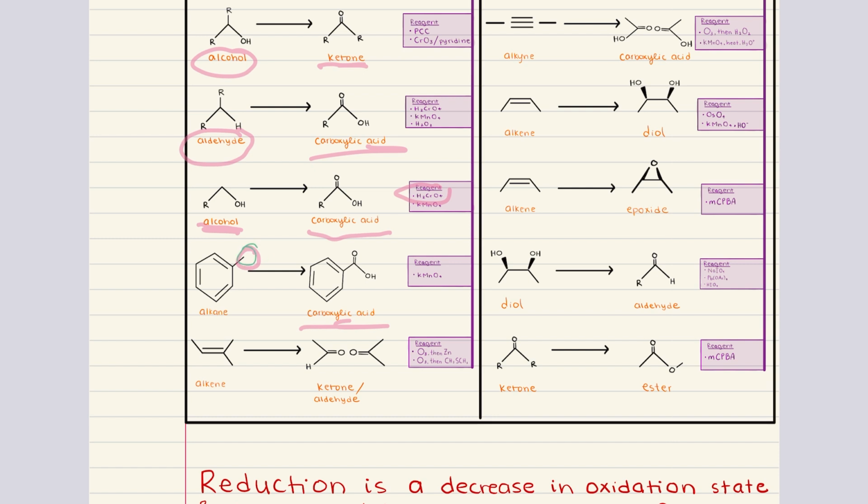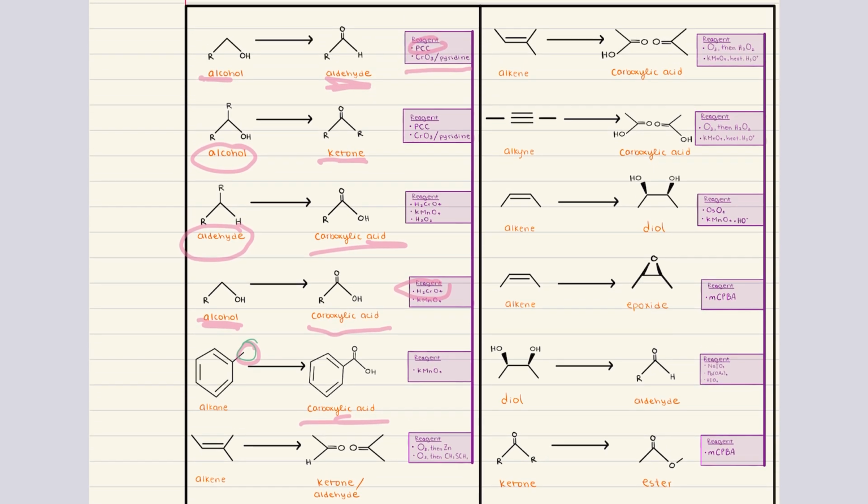Next, let's talk about alkenes. When oxidizing alkenes, the choice of reagents determines whether the products are aldehydes and ketones or fully oxidized carboxylic acids. Let's start with ozonolysis. This is a key reaction where ozone cleaves the carbon-carbon double bond. The outcome depends on the subsequent workup step.